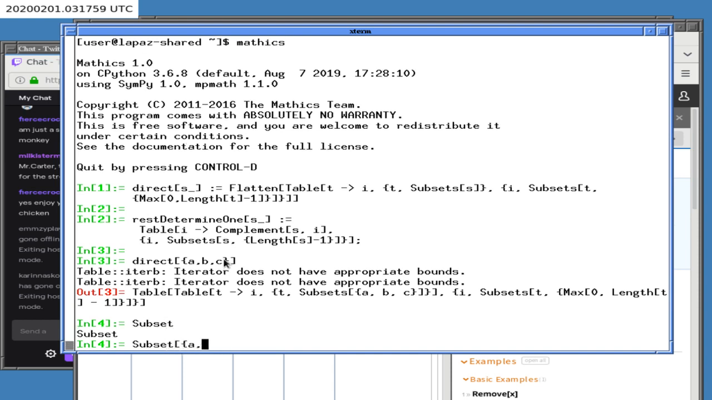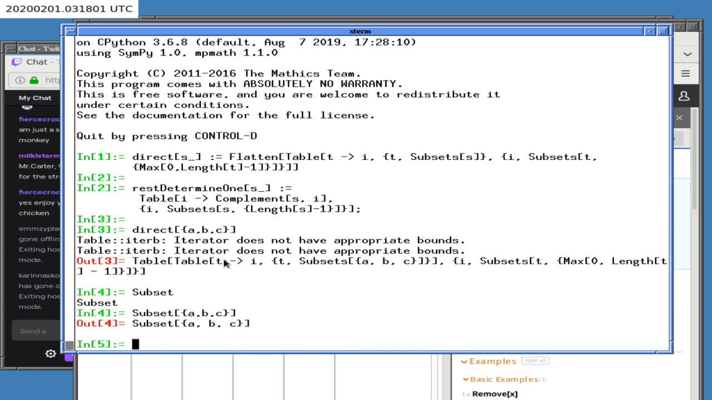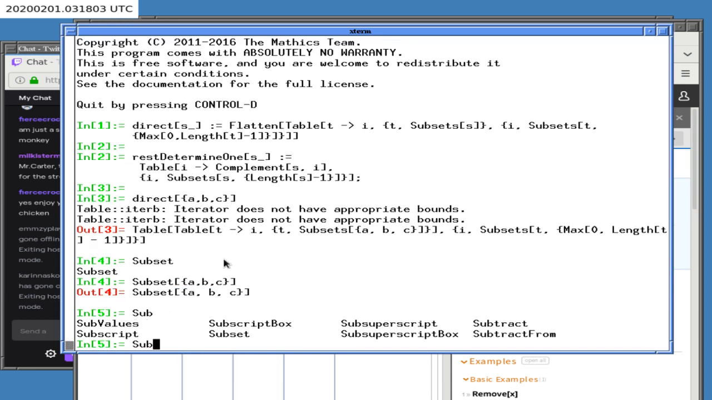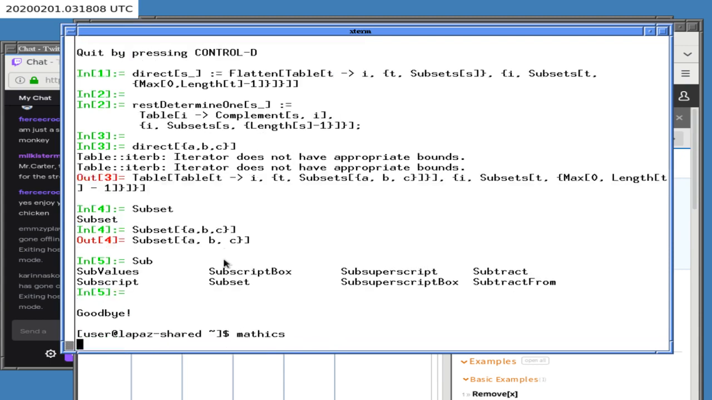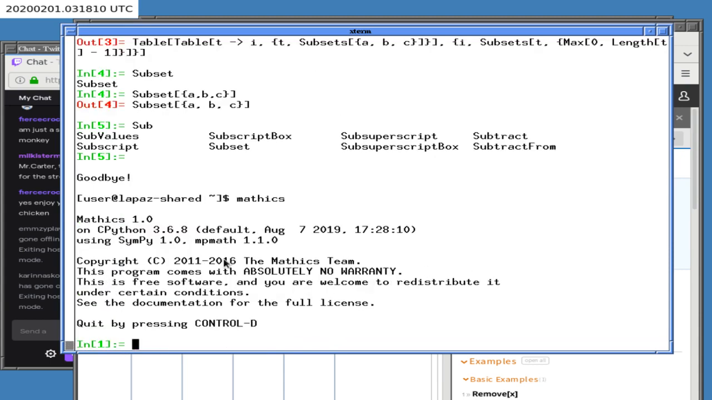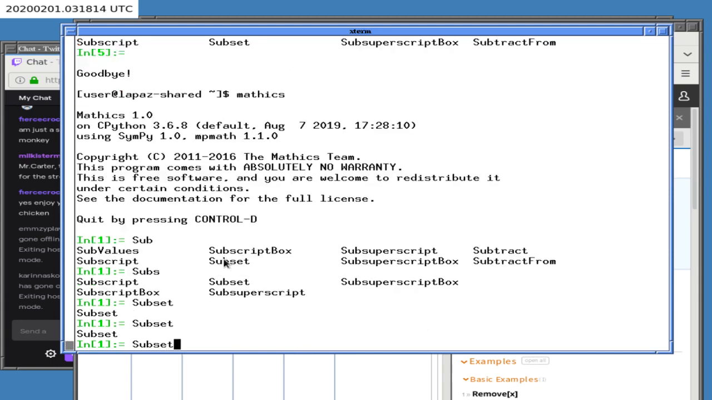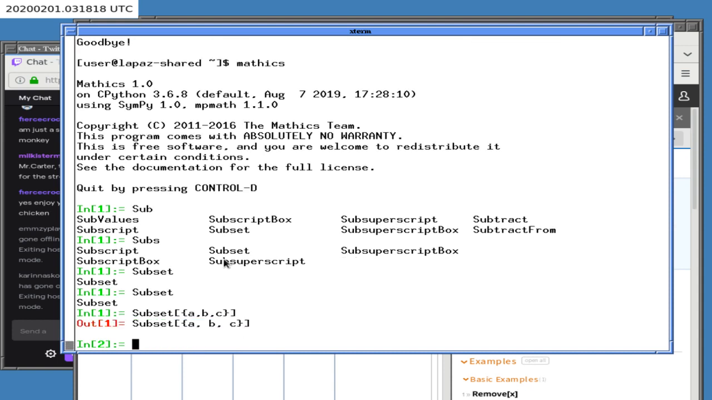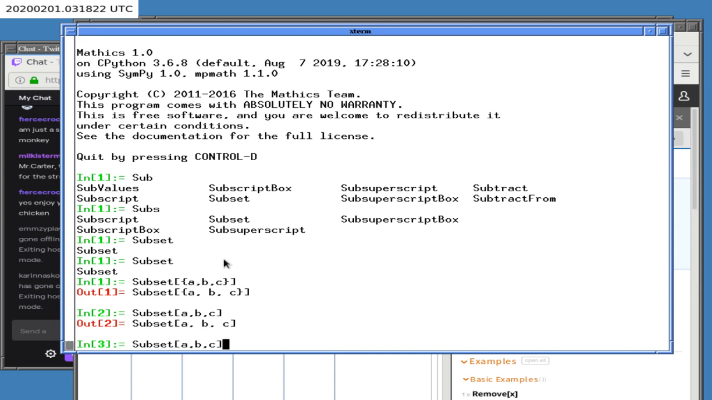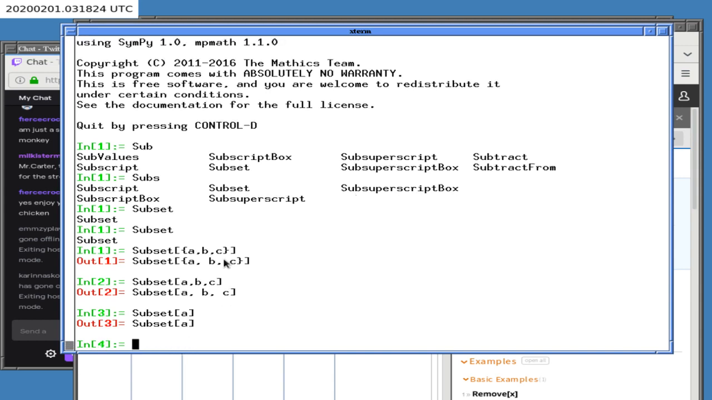Oh, is it just called a subset? Oh, I'm thinking that maybe subset doesn't exist in this world, and I accidentally created it. So, let's see here, subset, okay, hang on. Okay, not very useful. Cool. I don't know what that does.